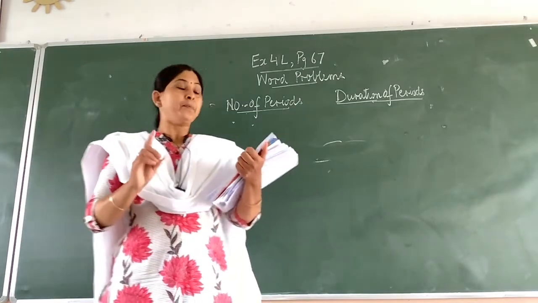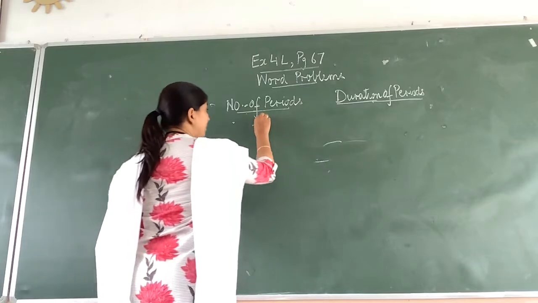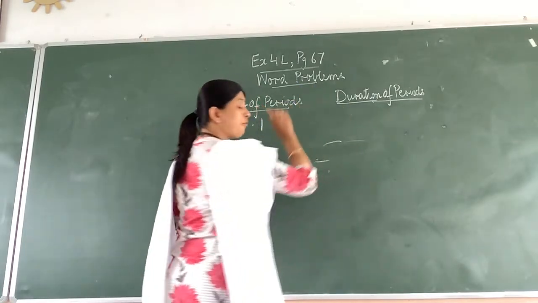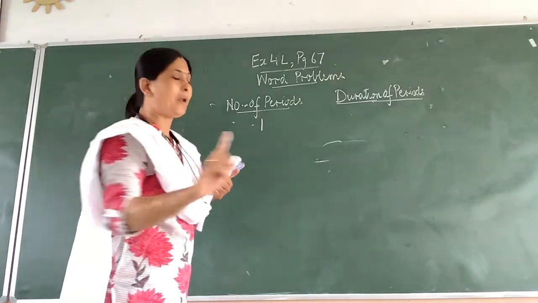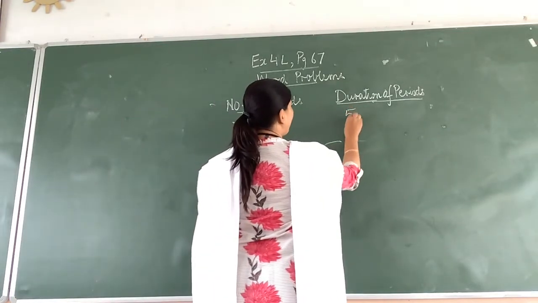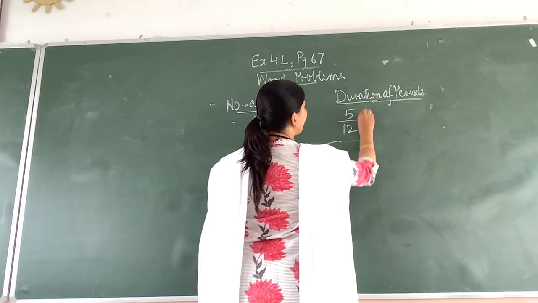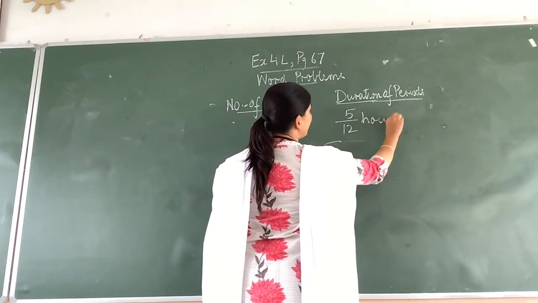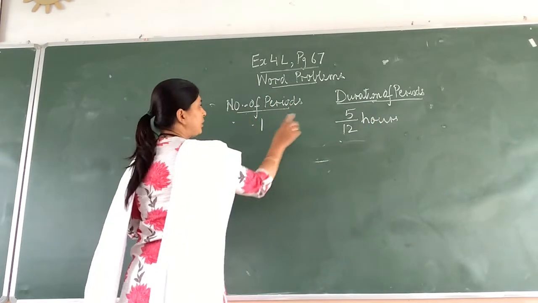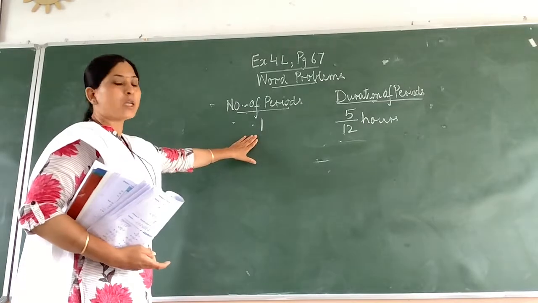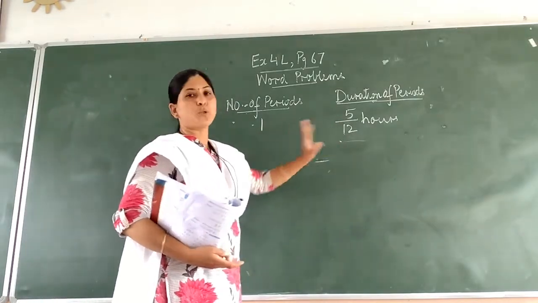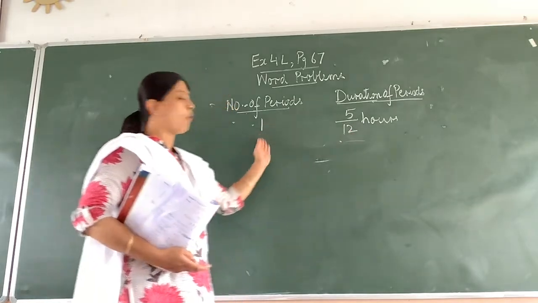Now see, the duration of one period. We know the duration of one period is 5/12 hours. We know this. See, one period, how long is one period? It is 5/12 hours. This is the duration of one period.